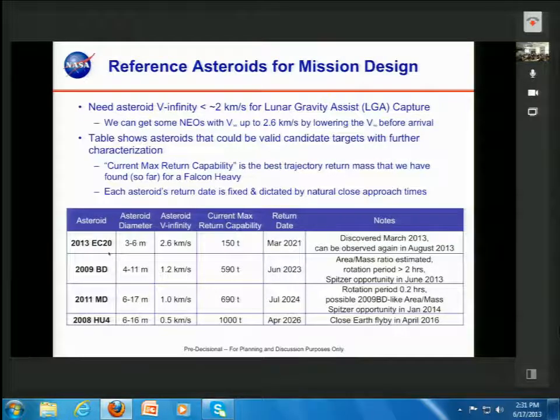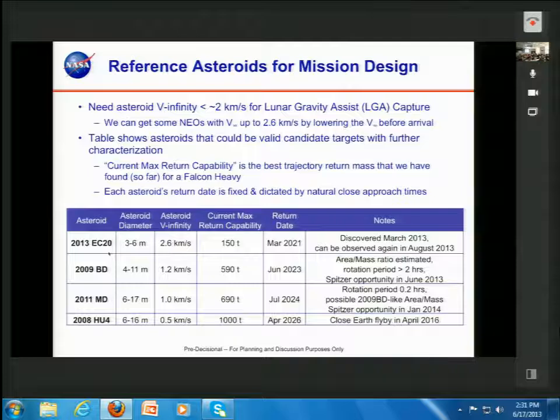The Spitzer Space Telescope is an infrared telescope trailing the Earth, and 2009 BD is naturally near Spitzer right now. We're going to use Spitzer to measure its spectral type, which will then give us an estimate of its mass. If the mass is well characterized, it is also a viable return target. Similarly, 2011 MD flies near Spitzer in January. If we characterize the mass below the given value, we could also return this in 2024.